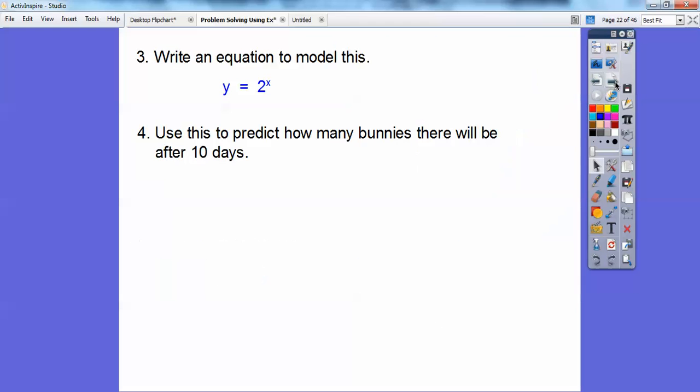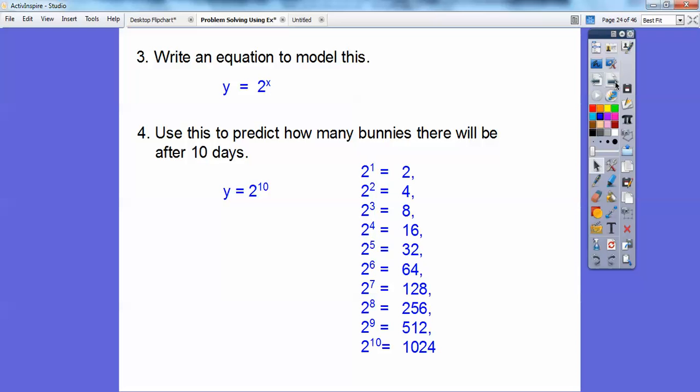So now that we know that equation, let's use this to predict how many bunnies there will be after 10 days. It's going to be 2 to the 10th. I do know that. So I got to start thinking, 2 to the first is 2, 2 to the second is 4, 2 to the third is 8. I just keep doubling it, you guys. So double that is 16, double is 32.